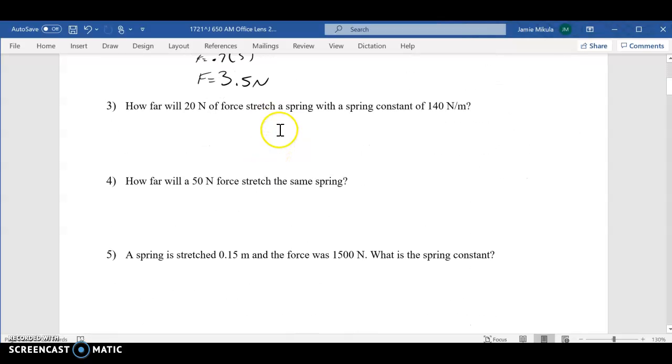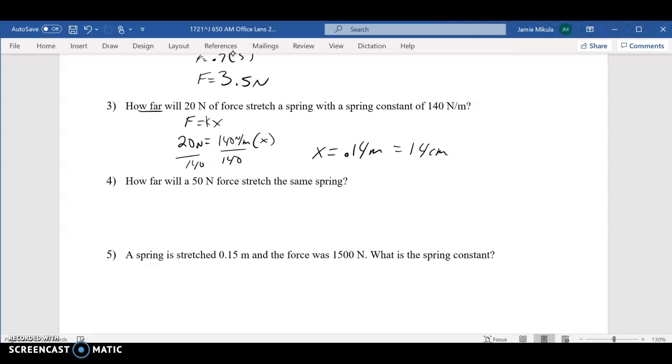Next one, how far will 20 newtons of force stretch a spring with a spring constant of 140? So this time you're looking for the x. F equals Kx. The F is 20, K is 140, and x. And then divide 140 by both sides. 20 divided by 140 is 0.14 meters, so that would be about 14 centimeters.